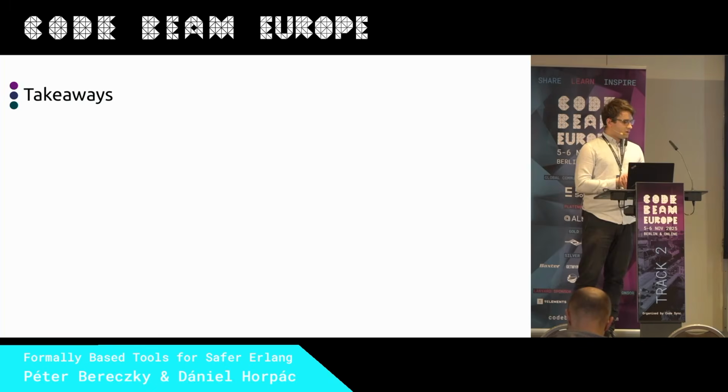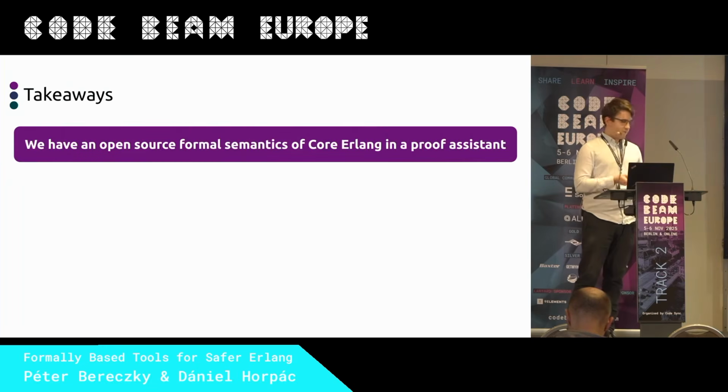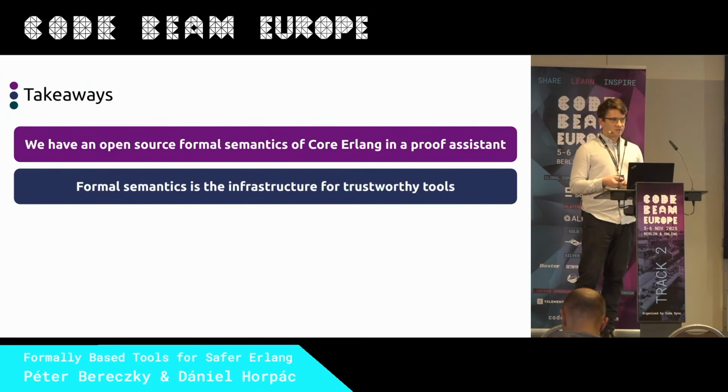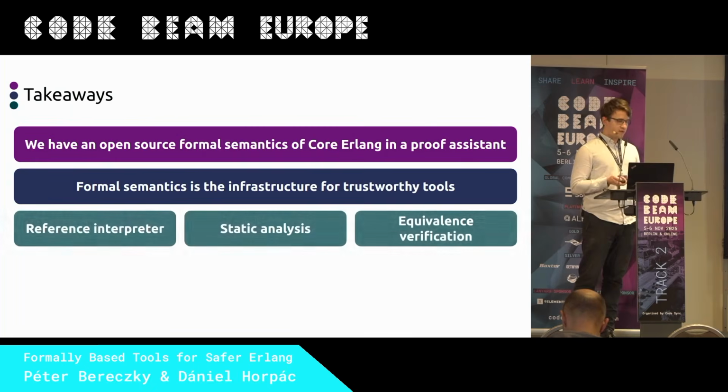So, as a conclusion, I would like to highlight a few takeaways from this talk. One takeaway is that there is an open source formalization of Core Erlang, which is implemented in a proof assistant called Rocq. But since it requires expertise to work with, it's not for everyone. But it can serve as the infrastructure for building trustworthy tools. And we have shown you some examples.